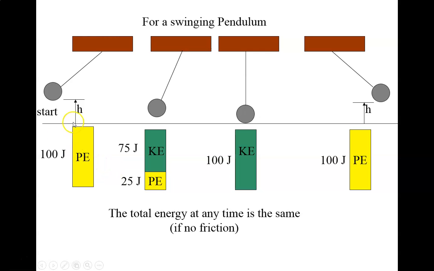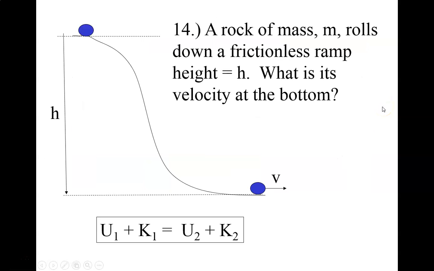So again, just throwing some numbers at this, if we start off with 100 joules of gravitational potential energy, and we lose 75 joules of potential energy, that 75 joules has got to show up as kinetic energy. So again, notice I still have 100 joules of energy. When it's at the bottom, all of the joules of potential energy are now kinetic energy. And then if it doesn't lose any energy to heat, it swings back up to the same height, and we're back to 100 joules of potential energy.